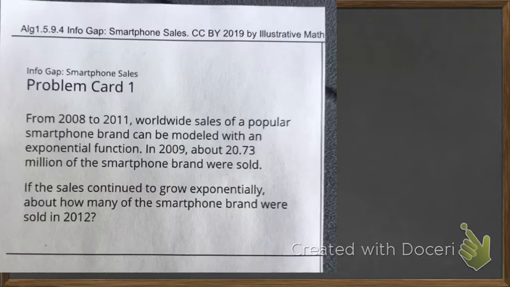So talk with your table about it. I'm going to give you 30 seconds. Let's hear it. What's something that you could use to answer this? Sean, give me something. The growth factor. Okay, I'll tell you this. I'm not going to give you the growth factor, but that would help you.